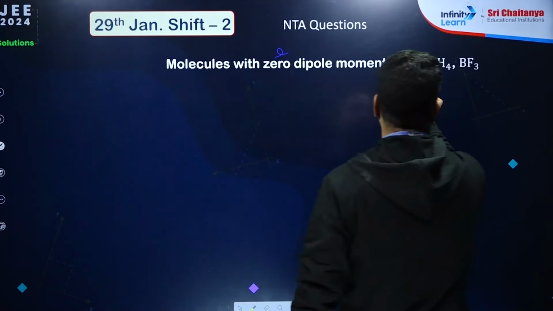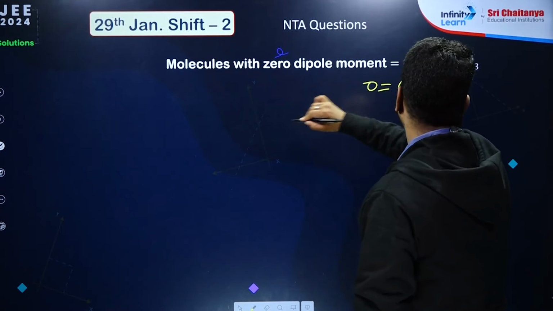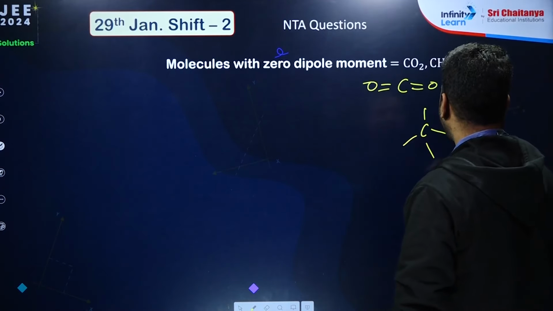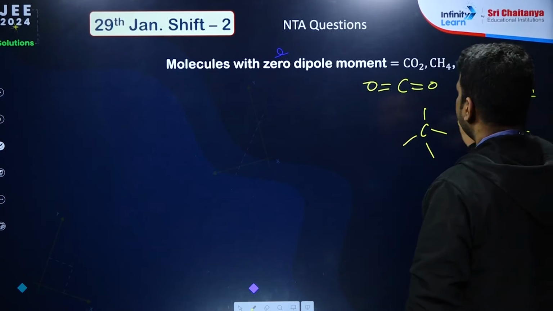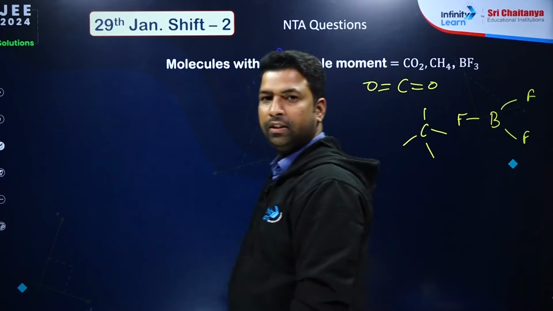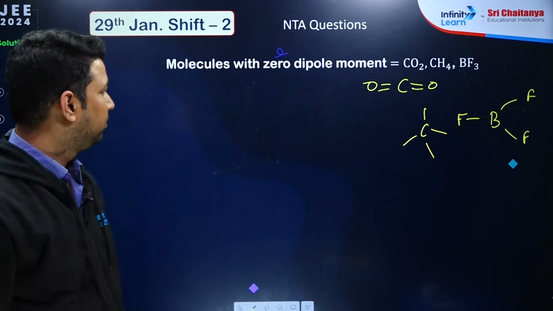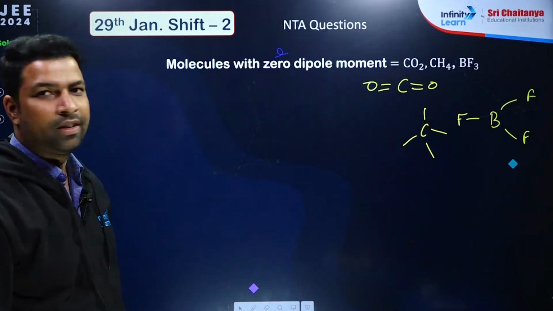CO2, sp, 0. CH4, ideal, 0. BF3, all vectors will cancel out together. Okay. So this was your question number 30 and hence the solution.